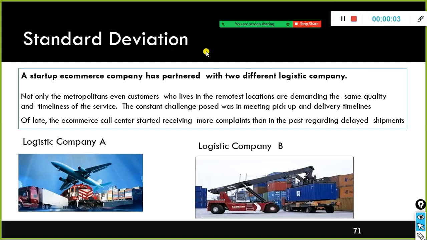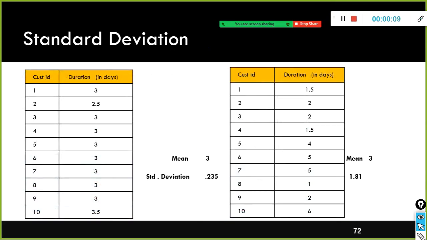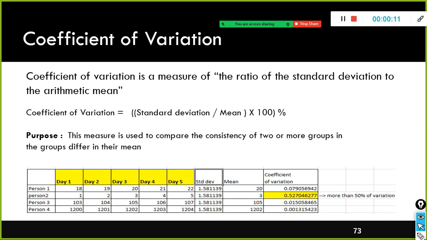So we'll continue with other measures of dispersion in today's session. We discussed the range and standard deviation. Using standard deviation, we can compare more than one data set. Within a single data set also, we can compare how far each value is from the mean.